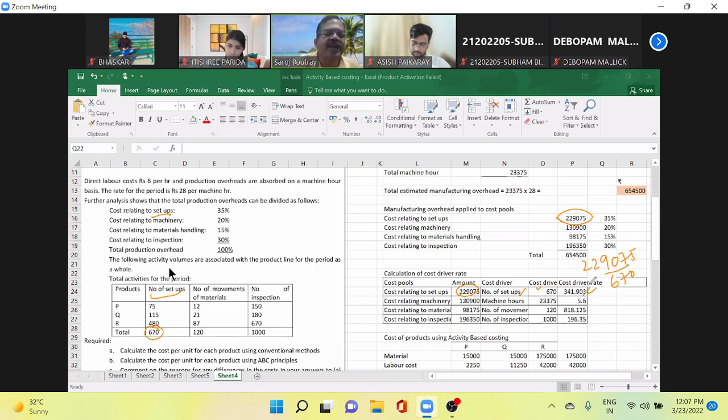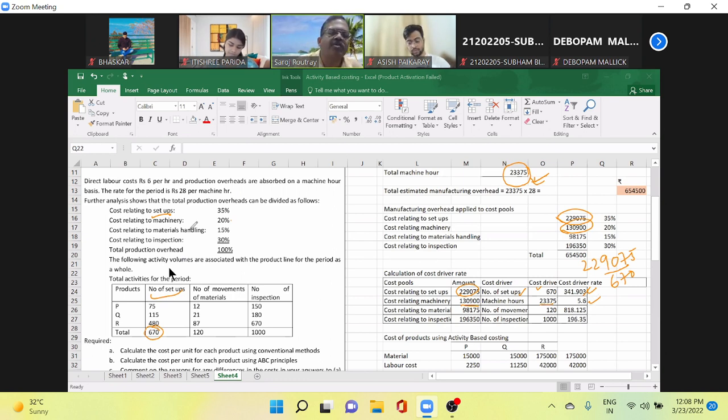Okay. Second one, machinery. For machinery, the total machine hours we have calculated. Otherwise, it is not possible to complete the sum if you have not calculated this. So total machining cost is 1,30,900 divided by 23,375, which comes to 5.6.